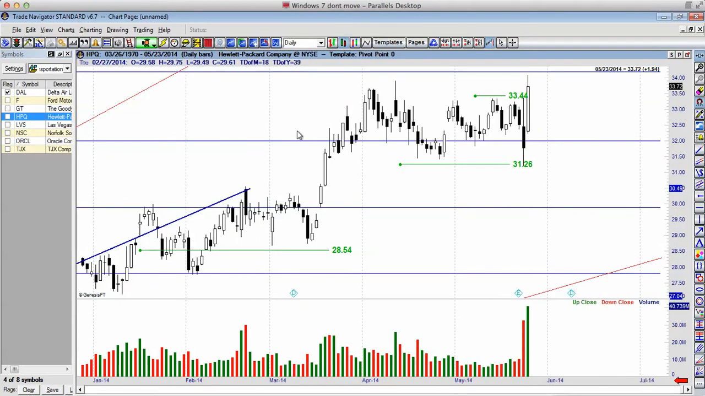Here we have HPQ. Now HPQ has broken bullish. You can see here 33.44 on incredible volume.